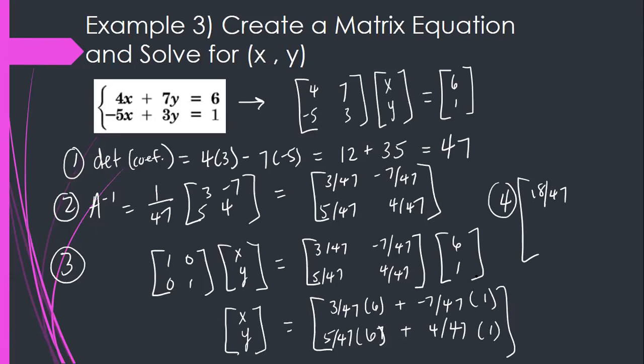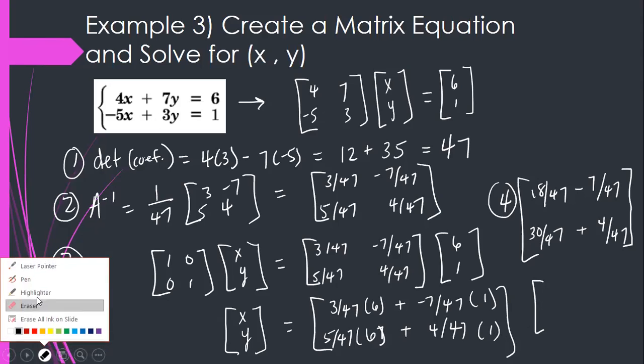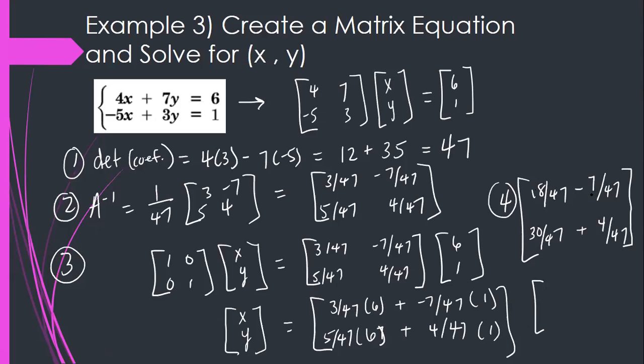Negative 18 plus negative 7, minus 7. It's going to give us one answer. 5 times 6 is 30. Plus 4 times 1 is... So our answer is XY. Sorry. 18 minus 7 is 11/47. 30 plus 4 is 34/47.